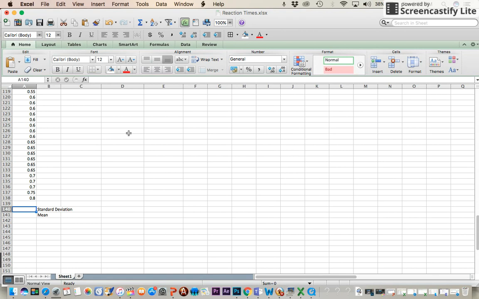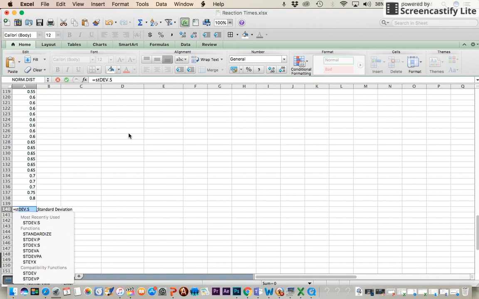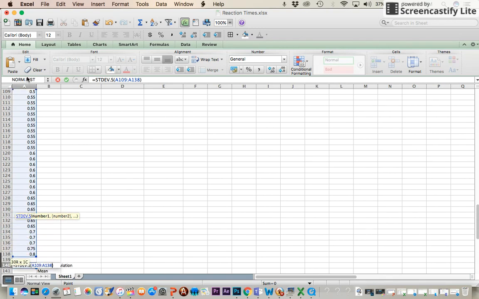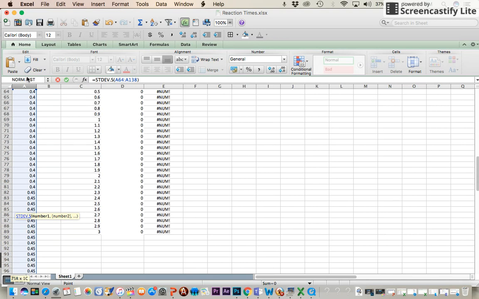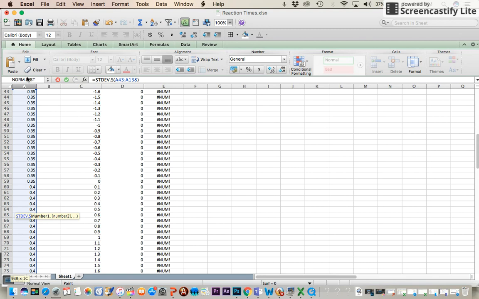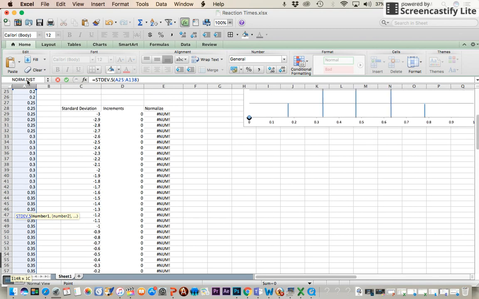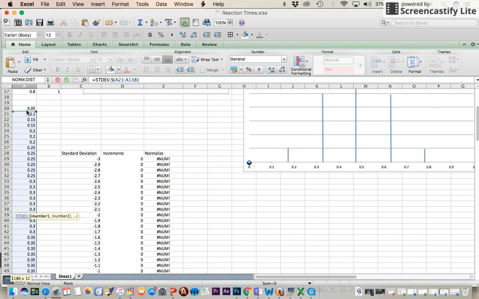Okay, for standard deviation, you click on equals, and then I start to type ST, and I see that most recently used is standard deviation for a sample. Okay, this is a sample that you took. I click on it, and you can see the parentheses showed up, and it wants us to put in all the numbers. So I'm going to go ahead and select all of them. Okay, here I am. I've selected all of them, and then I'm going to press enter.